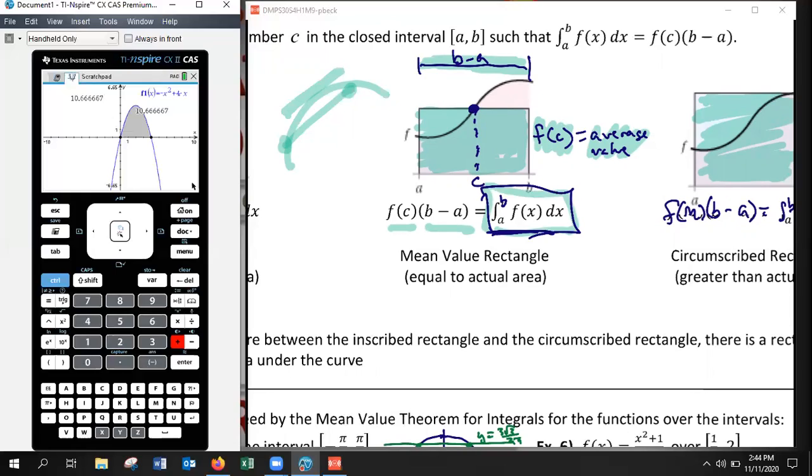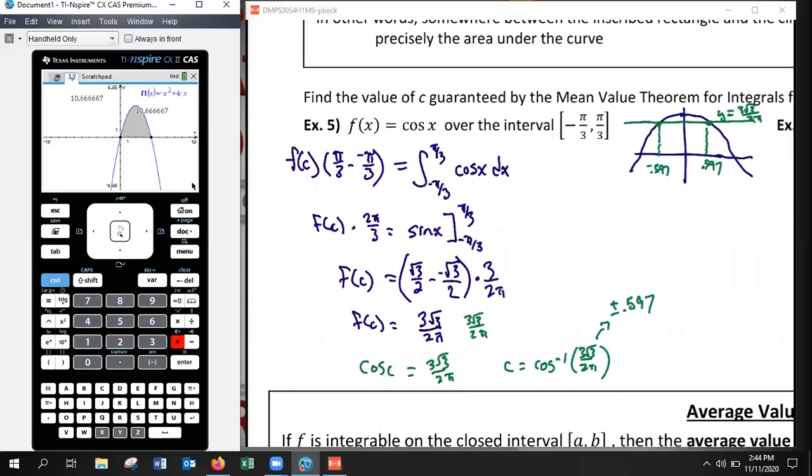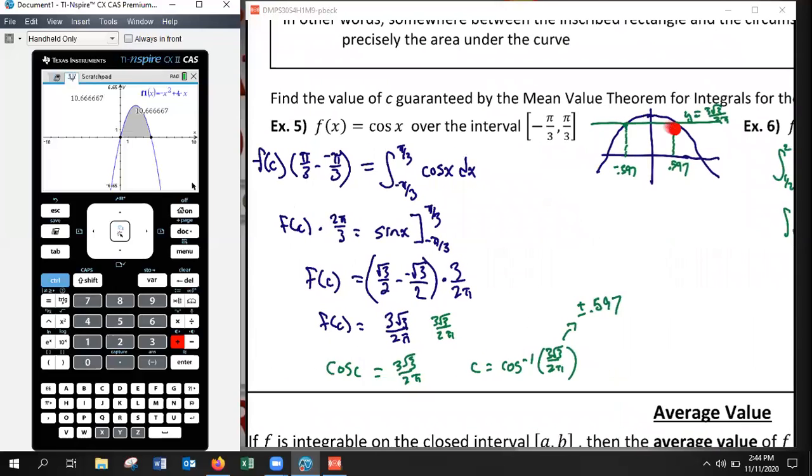Again, what does that mean? It means that we can come up with some rectangle, the average rectangle, that's going to equal the value of that definite integral. So let's apply it. I want to find the value c guaranteed by the mean value theorem in this situation. I drew the graph of cosine, and we can see that right here, going from negative pi over 3 to pi over 3. Let's just approximate that it's going to be right here and right here. I know that's not definitively the case, but let's just approximate with that.